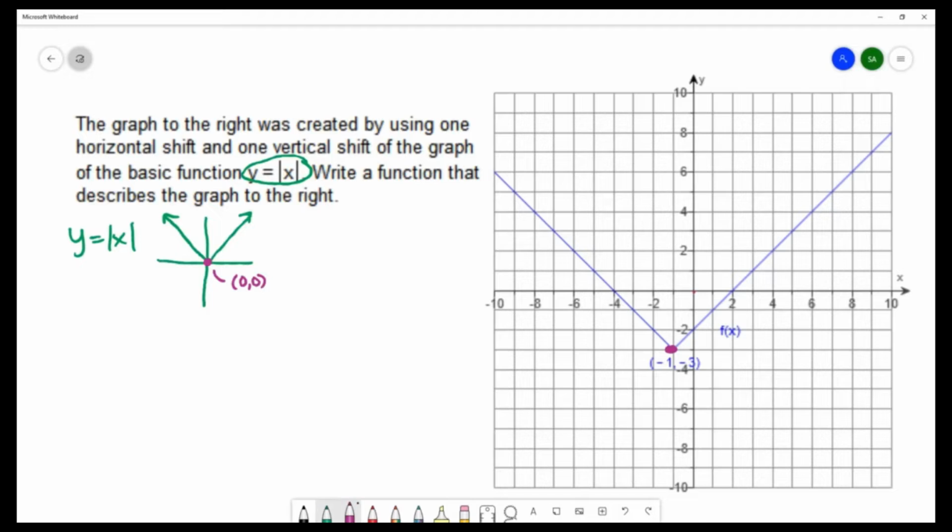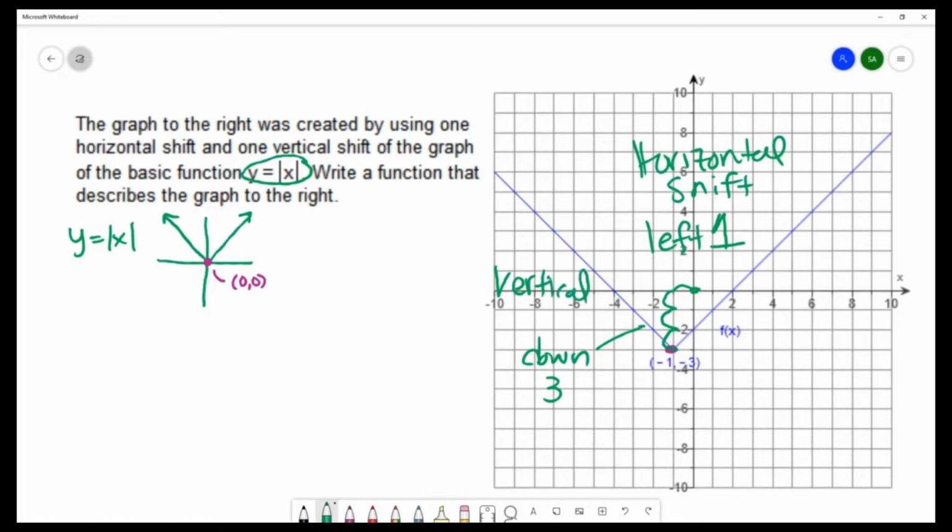So what we notice is that from our origin, this new point is shifted to the left 1 unit and down 3 units. And so we want to make sure that our equation reflects that shift, that horizontal shift of left 1 and the vertical shift of going down 3. Now, in order for us to know what the equation looks like, we'll have had to study horizontal shifts and vertical shifts and have some facts memorized.